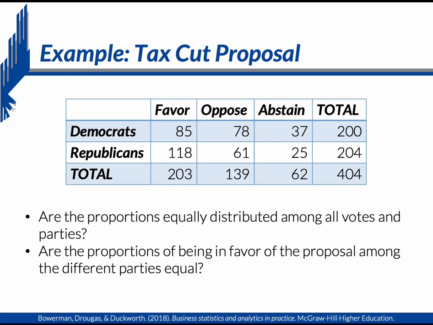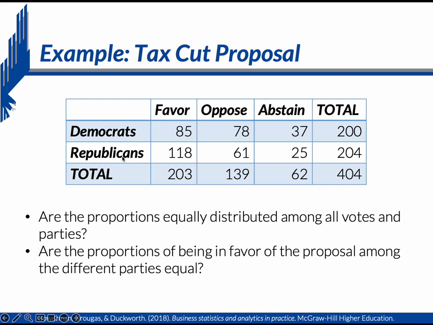Next, are the proportions of being in favor of the proposal among the different parties equal? To answer this problem, our null hypothesis should state that the proportion of Democrats in favor of the proposal and the proportion of Republicans also in favor of the proposal should be equal. But we need to identify the value of the proportions that we will equate these two. Unlike the previous problem where the proportion is clearly 1 over 6 because there were 6 intersections, the proportion that we will compare these two proportions to is not explicitly stated. And thus we have to get that from this contingency table.